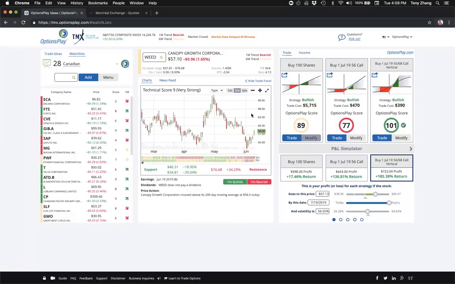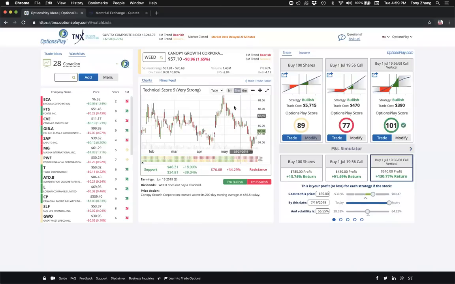This allows me to quickly type in a target price. Let's say I have a target price of $65 on the stock. If I bought the stock, I'd make a 13% return. If I bought the call option, a 91% return. So I can quickly see, okay, if I'm right, how much money do I make?